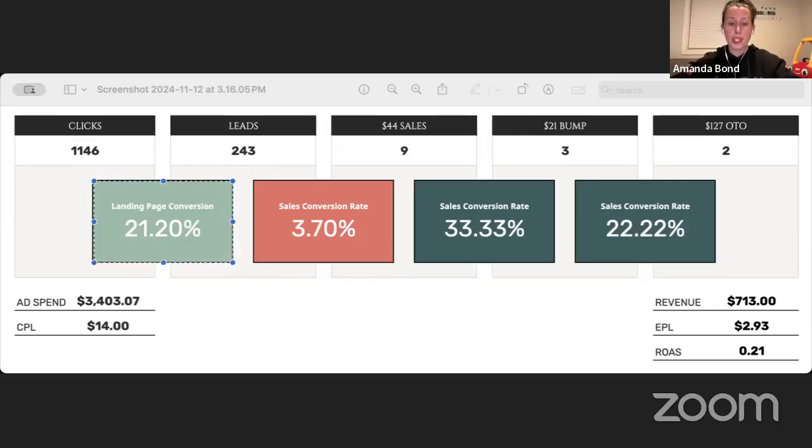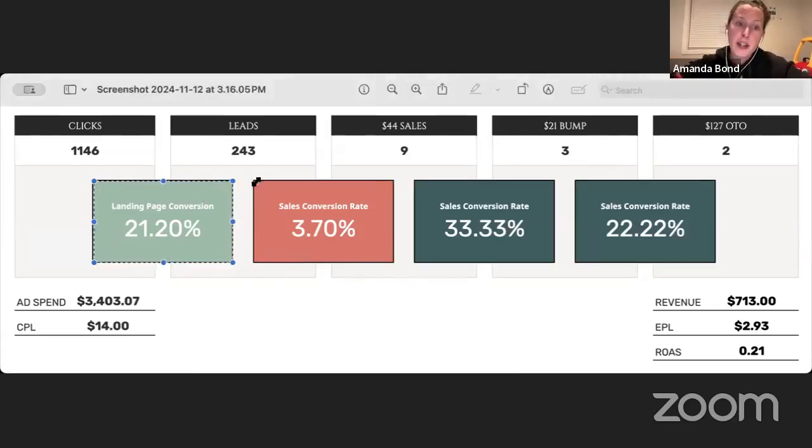So if we go 4.7 times the 0.21 ROAS, we could maybe get it to break even with a statistically impossible 100% of people opting in. So realistically, we could double it. That's a very realistic thing to be able to aim for.